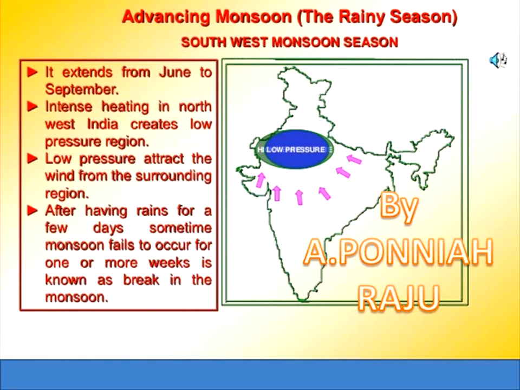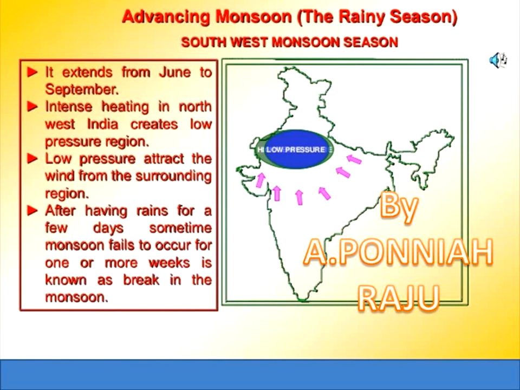You can say that it receives heavy rainfall, and then there is a reversal of winds from land area to sea area. Due to intense heating in northwest India, a low pressure region is created. The low pressure attracts wind from the surrounding region, and after having rains for a few days, sometimes the monsoon fails to occur for one or more weeks, which is known as a break in the monsoon.